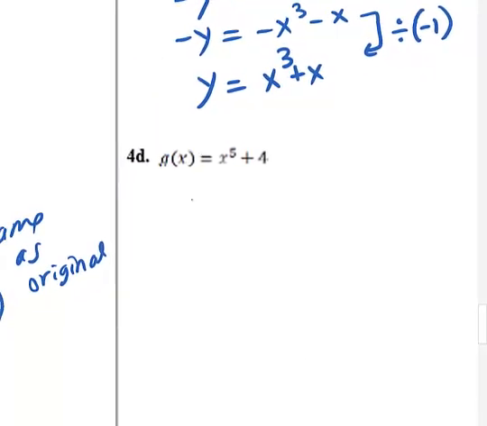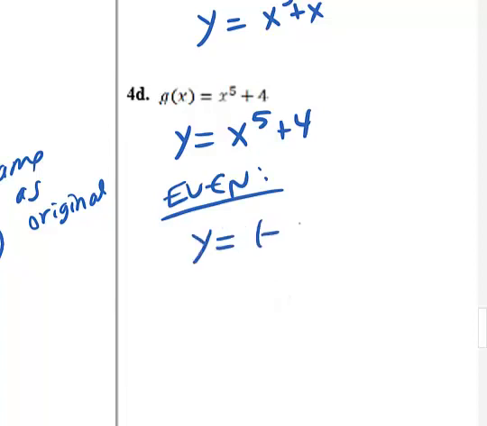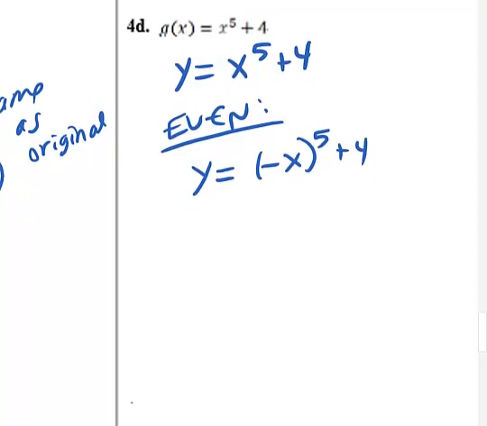Okay, let's see. We'll try this guy now. Y equals x to the 5th plus 4. Let's test for even symmetry. That's the same thing as y-axis symmetry, so I'm going to replace the x with negative x. If this was an even power, that negative would go away and it would be even.